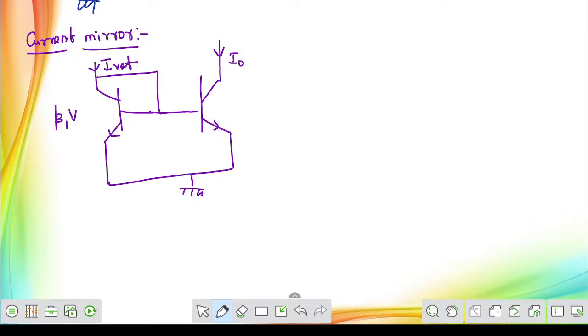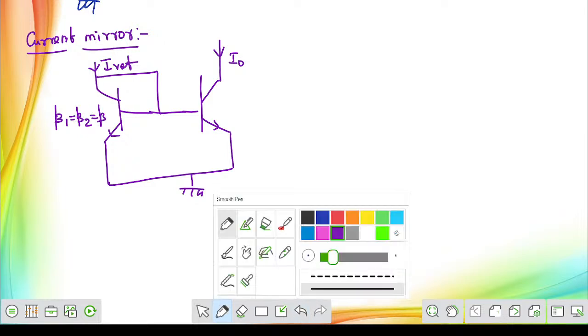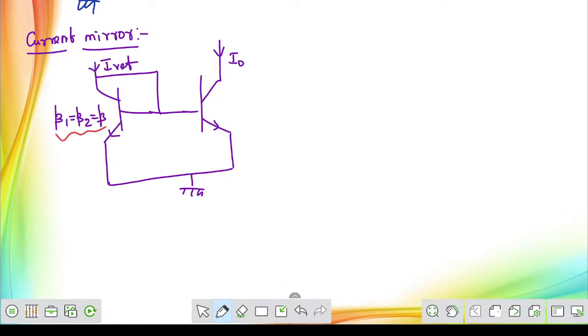Sometimes they will say beta 1 and beta 2 are both equal. Both the transistors are identical to each other. So in a current mirror circuit, both the transistors are always identical, and this beta value will be equal. The only difference is that the base to emitter voltage may differ. Only focus on this. If it is given as a matched transistor, then there is no problem. If it is given as a general circuit, then you should not say these two are equal. You will have to consider the base to emitter voltages are different.